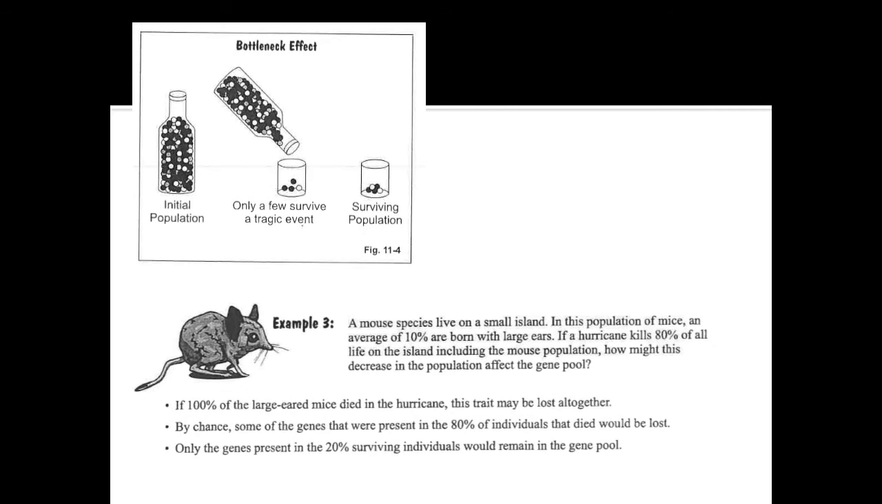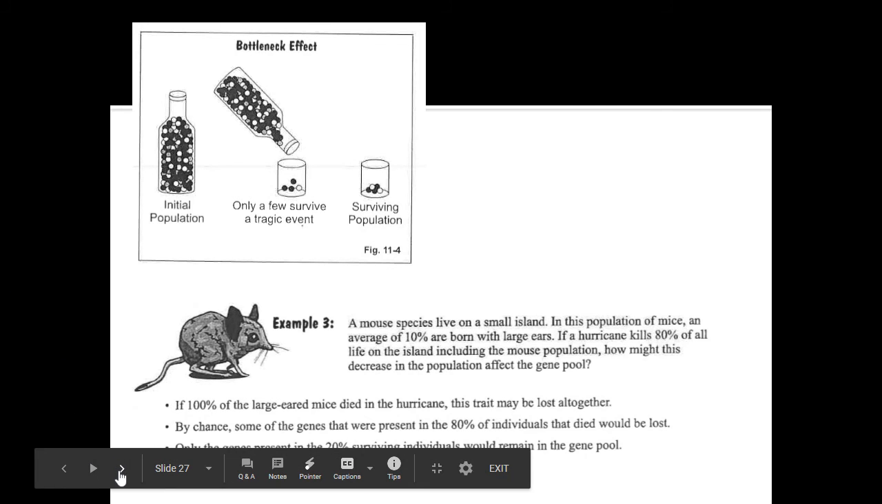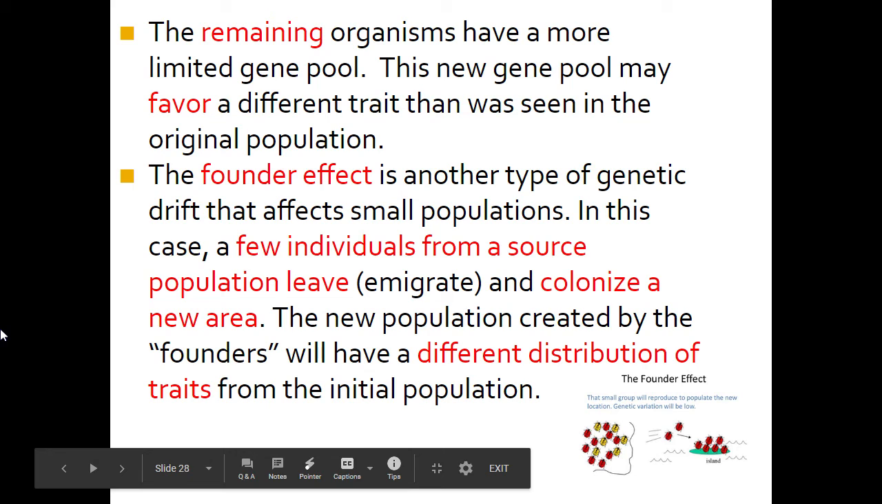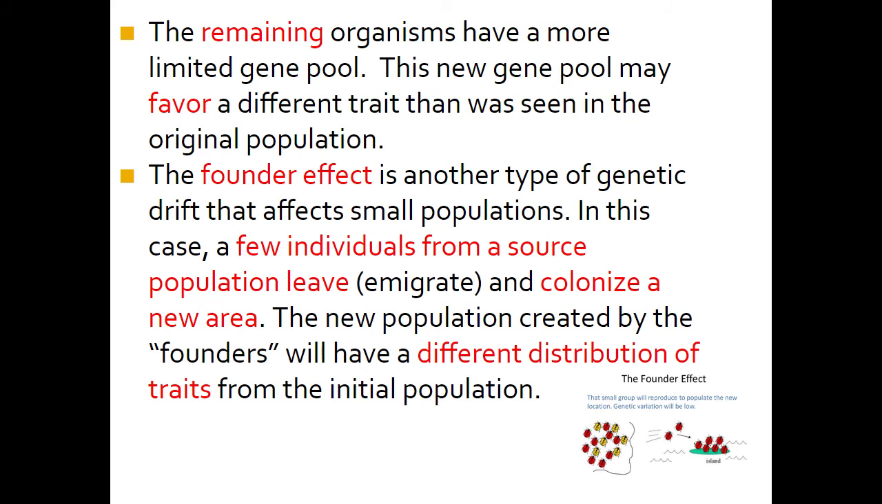It says, by chance, some of the genes that were present in the 80% of individuals that died would be lost, and only the genes present in the 20% surviving individuals would remain in the gene pool. So again, it's all due to chance. It really is going to be determined by which individuals survive that dramatic event. So the remaining organisms are going to have a more limited gene pool, and this may favor a different trait that was seen in the original population.